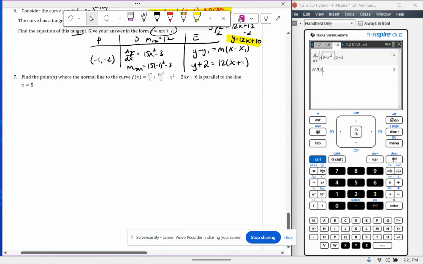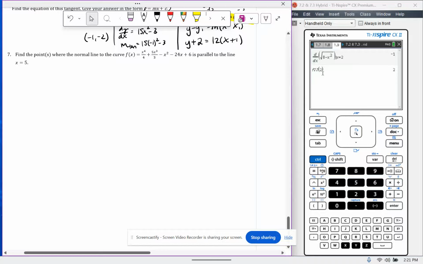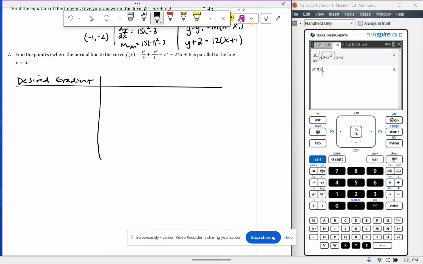All right. And then for 7, it says find the points where the normal line to the curve f of x equals x to the 4th over 4 plus 5x cubed over 3 minus x squared minus 24 plus x plus 6 is parallel to the line x equals 5. So since we have a find the points type scenario, we're going to do desired gradient. We're going to set that desired gradient equal to the derivative, and then we're going to find the point or points where that happens.